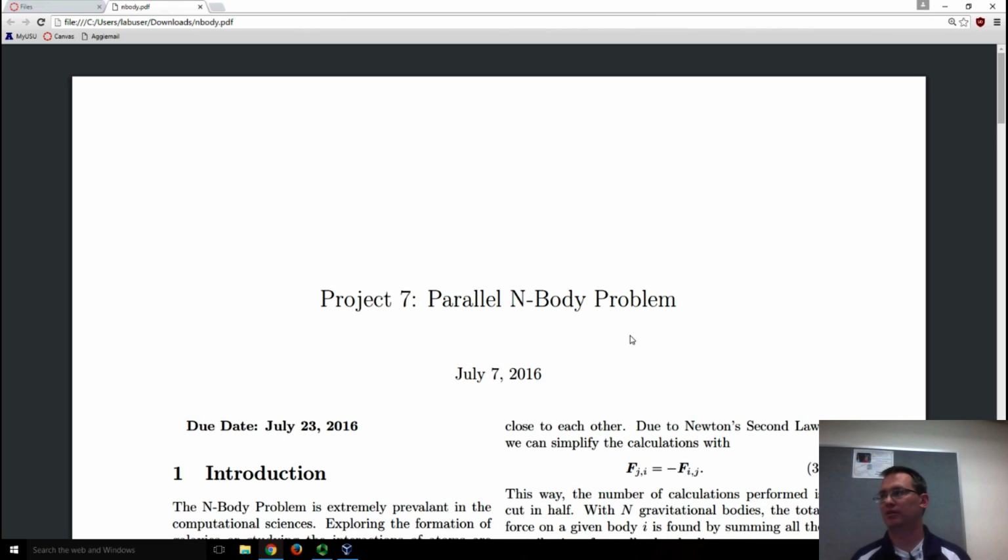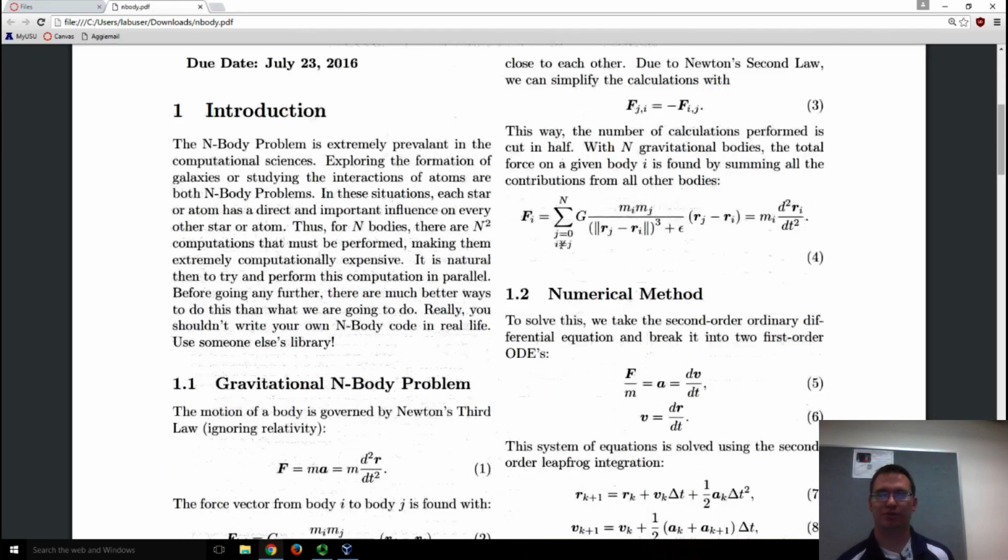So what we've done so far, the entire class has been the heat equation, solving a heat plate. We've done domain decompositions. We've done OpenMP. But now we're going to do what's known as the n-body problem. And the n-body problem is actually extremely prevalent in the computational sciences. When we're talking about galaxies and stars, every single star has an influence on every other star. And so it's called an n-body problem because there's n bodies and they're interacting with each other.